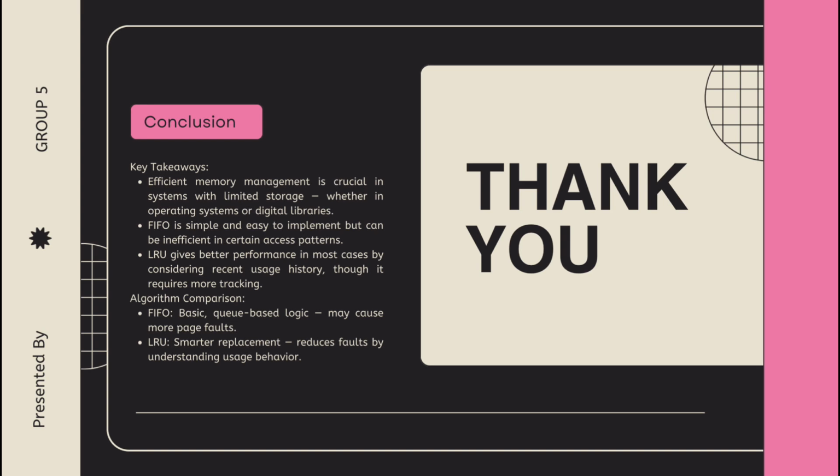We are proud of our current system, but here are some ideas for future improvement. Add an optimal page replacement algorithm for benchmarking. Create a visual animation of memory frame updates. Let users upload files with multiple book requests. Convert the project into a web app using HTML so it's more accessible.